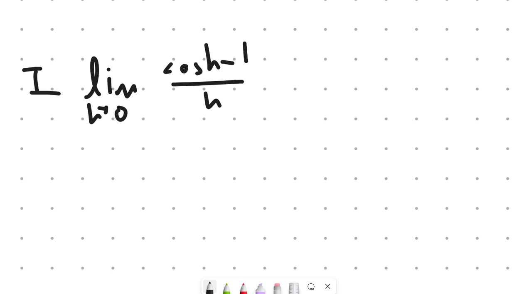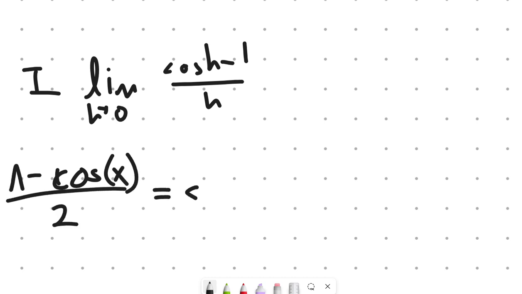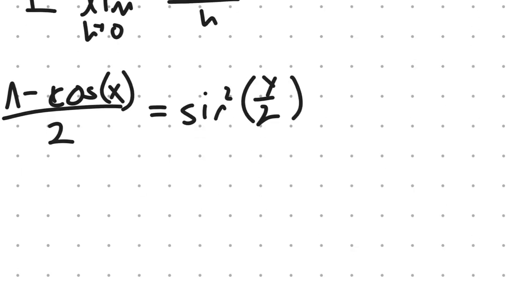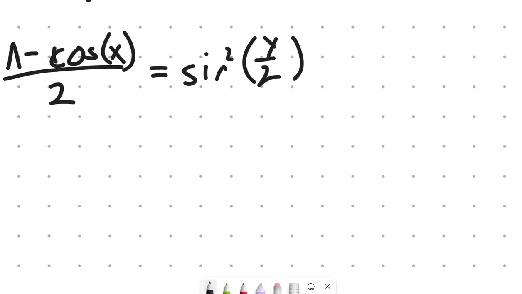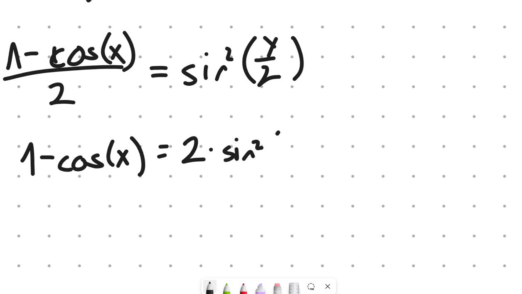We know from trigonometry that for any number x, 1 minus cosine of x over 2 is just the same thing as sine squared of x over 2. So if we want cosine of h minus 1, we'll just multiply 2 on both sides, which will give us 1 minus cosine of x is the same thing as 2 times the sine squared of x over 2, and then we will just multiply everything by negative 1.